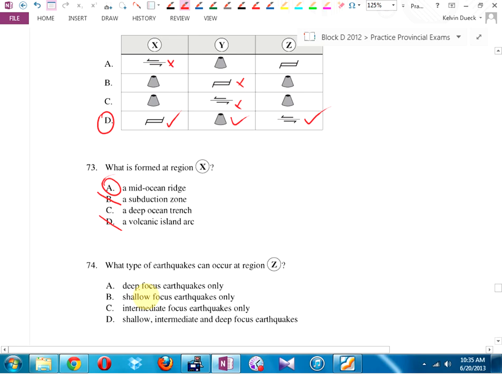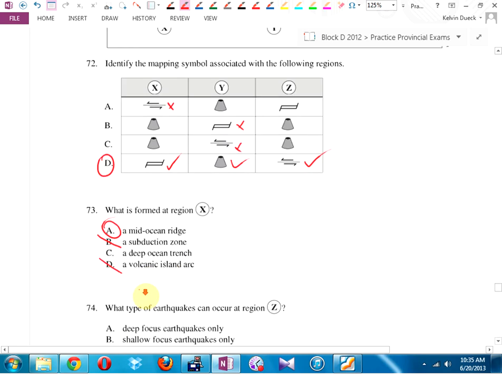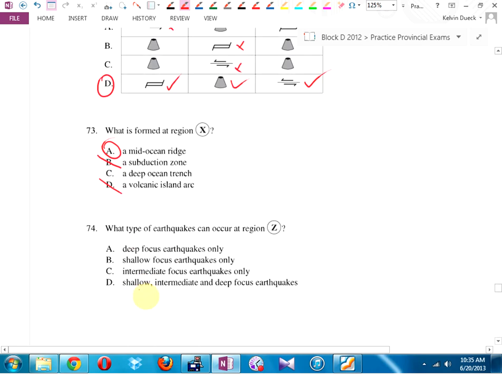74, what type of earthquakes can occur at region Z? Shallow focus? Really? I didn't know that. Okay.